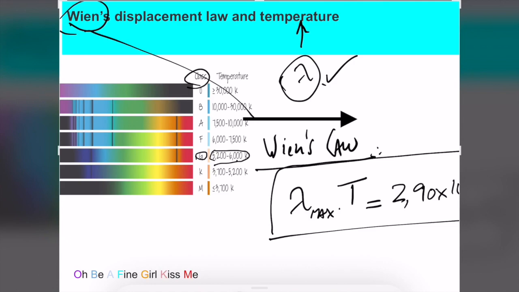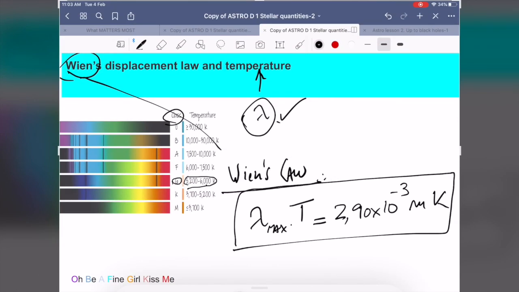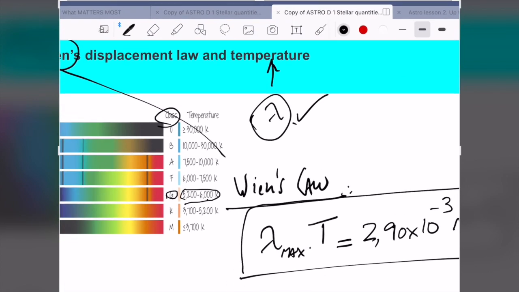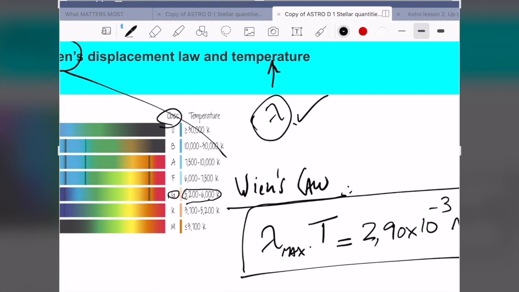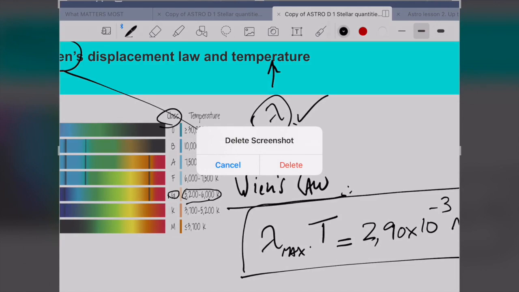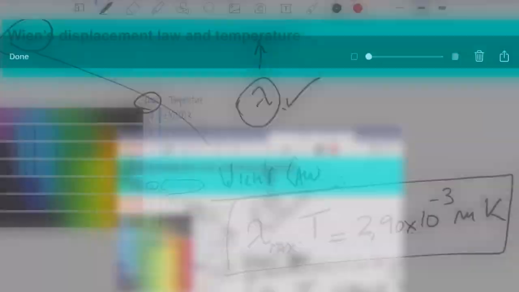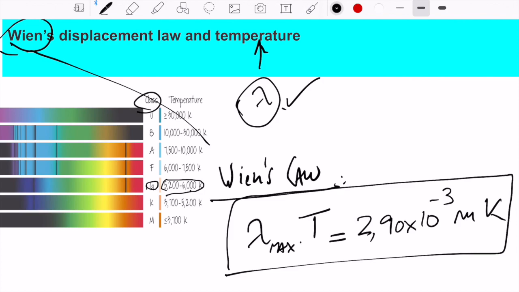Undo. I don't know. I don't know what happened here. Okay. Can we move on? No. It's a screenshot. Okay. No screenshot.